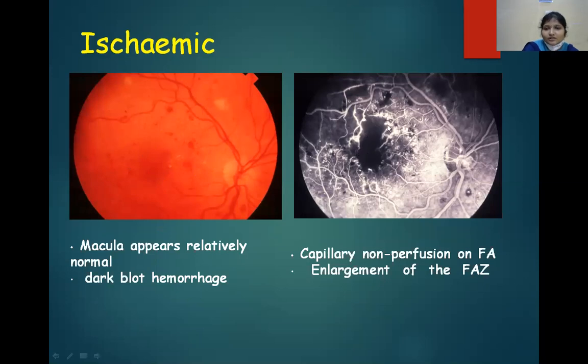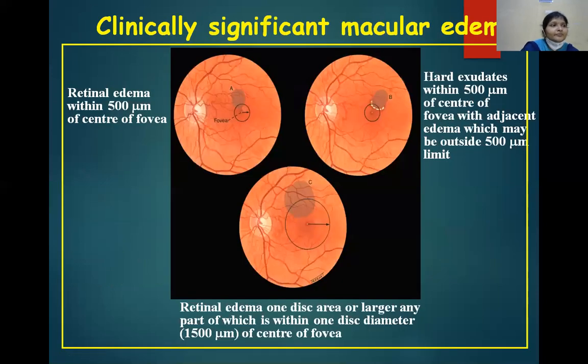Here you can see there is no perfusion. This all is hypofluorescence, and this indicates that there is no circulation in the blood vessels. So it leads to ischemic maculopathy. Mixed maculopathy means it has both the characteristics of exudative and ischemic maculopathy. And next important thing is clinically significant macular edema.